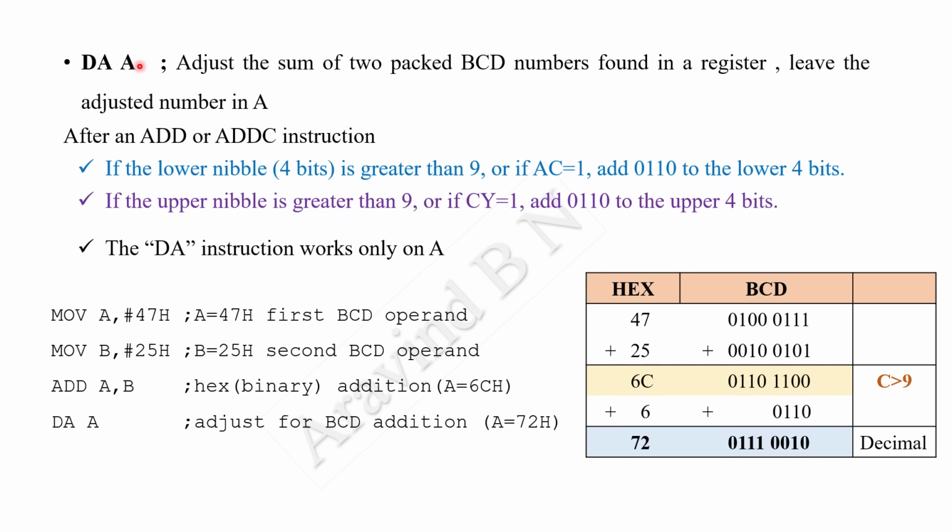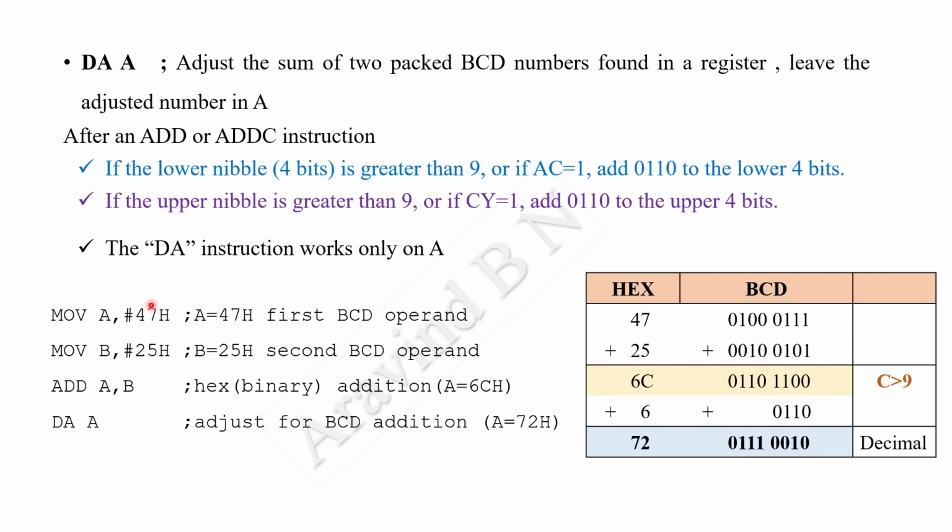Now what is it going to do? If the lower nibble, the lower 4 bits, is greater than 9 or if AC is equal to 1, that is the auxiliary carry flag is equal to 1, add 0110, that's the value 6, to the lower 4 bits. Second condition: if the upper nibble is greater than 9 or if CY is equal to 1, that is the carry flag is equal to 1, add 0110, that's the value 6, to the upper 4 bits.